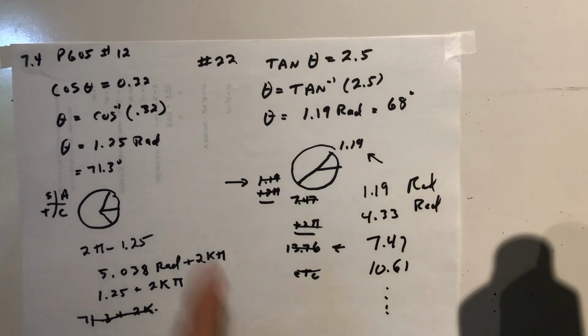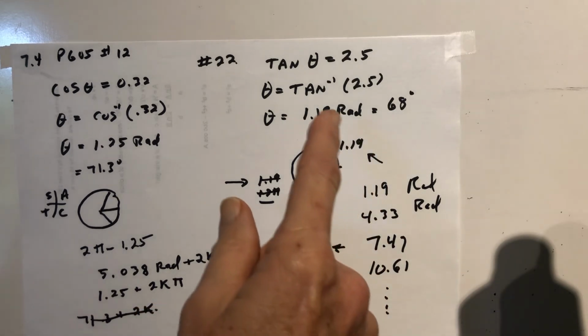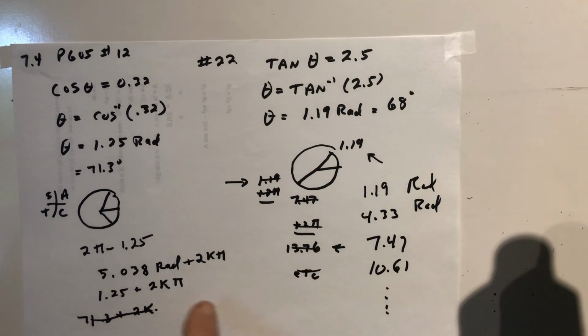All right, so if they say all the answers, you put plus 2k pi. On this one, it's tangent, so instead of 2 pi, you just put 1 pi. We were adding 1 pi. Now, if they said all the answers between 0 and pi or 0 and 2 pi, then you don't have to do this.